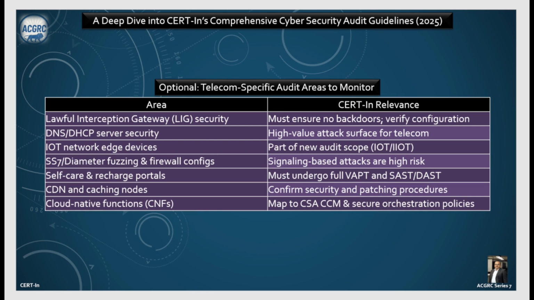You need to ensure that firewall configurations are in place so that signaling-based attacks, which are high risk, are monitored. You need to monitor or audit recharge portals. Since it's an app-based application, you need to conduct your full SAST and DAST here. The CDNs and the caching nodes need to be patched and configurations updated. From a cloud native function perspective, you need to map the CSA, CCM and secure orchestration policies.